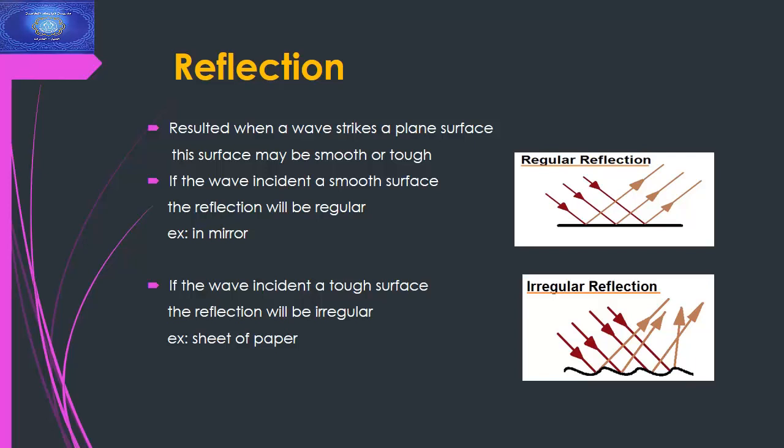The second type of reflection is irregular reflection. This reflection results when a light ray strikes a rough surface, the same as a sheet of paper. In irregular reflection, the incident rays strike parallel but the reflected rays are divergent. This is for reflection of a wave.